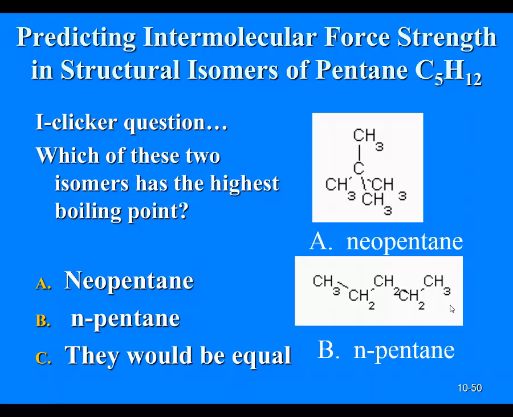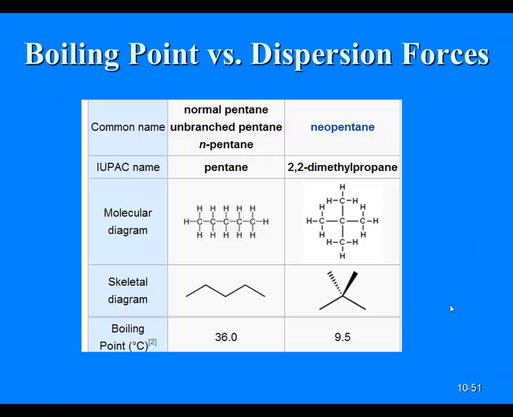One way to think about this, if you're looking at these two species, is to look at the boiling points for n-pentane versus neopentane. The boiling point for n-pentane is 36 degrees Celsius, still a very low temperature, but just a little above room temperature. But if I look at neopentane, it's 9.5 degrees Celsius, so it would be a gas at room temperature. So that's kind of important to look at.